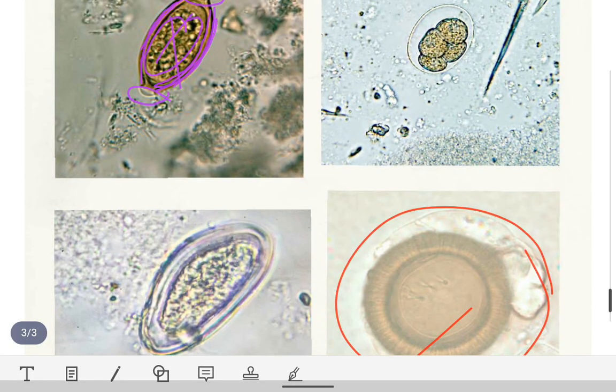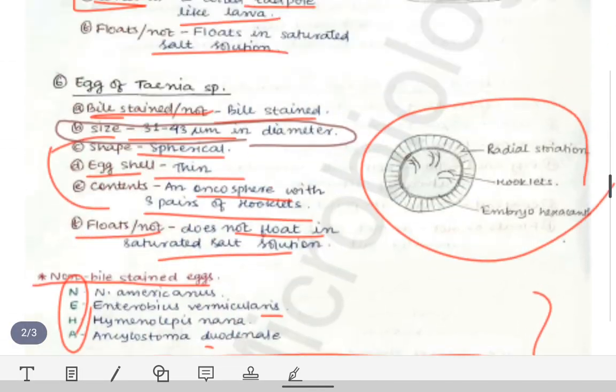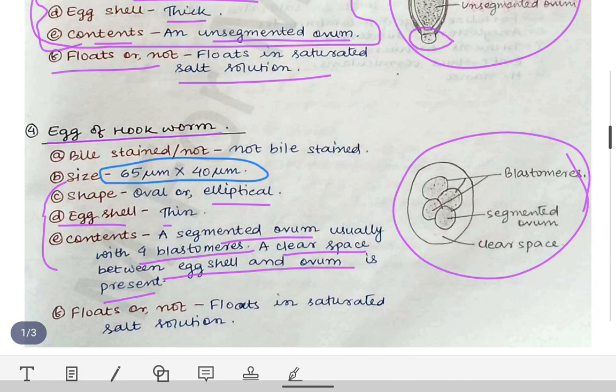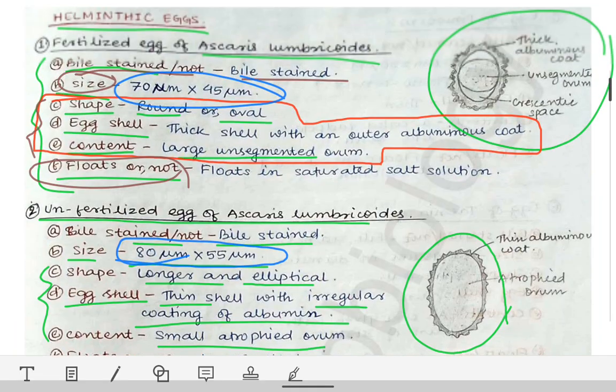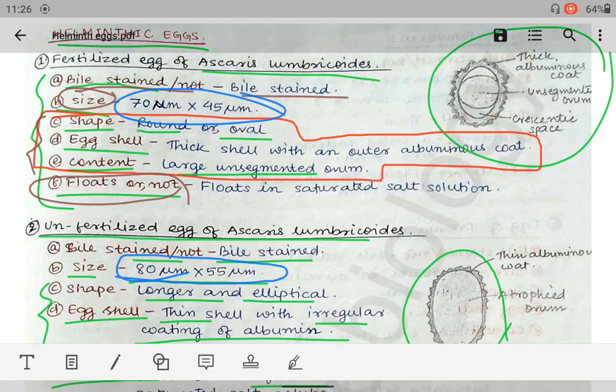I will make you learn about the real pictures of the helminthic eggs also, plus the diagrammatic representation of all the eggs also, so that you can reproduce all those diagrams in your exams and fetch good marks. So that's all for the helminthic eggs. I hope I have been able to explain all these helminthic eggs in a simple way.